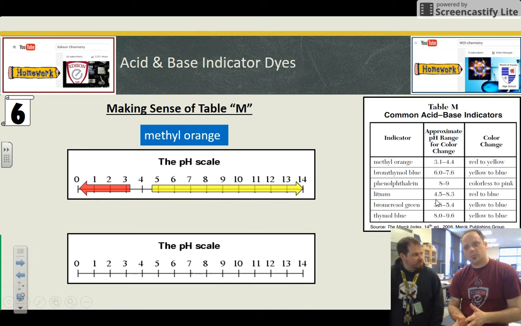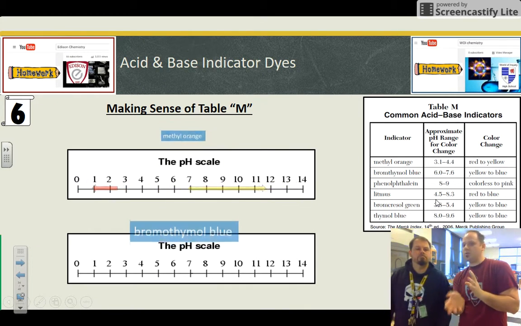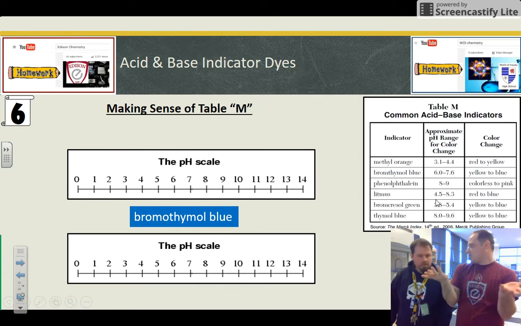So in that little space in between, if it was orange, I would be able to pick the pH range of a small little space. So you know that the pH is between 3.1 and 4.4. There you go. It's orange.